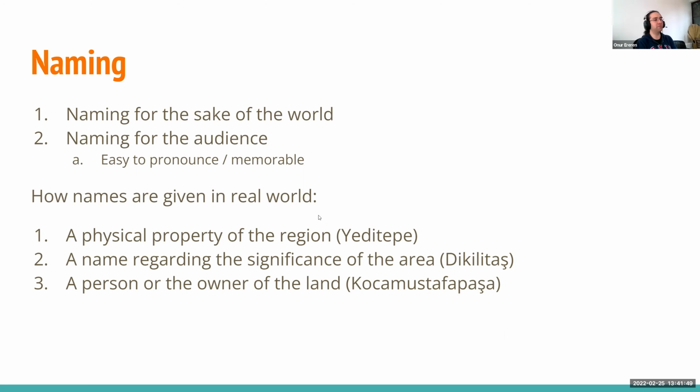So how are names given in the real world? For example, a name can be a physical property of the region, as you see here, Yeditepe, or it can be a name regarding the significance of the area. So if there is a monolith somewhere, that place can be called Dikilitaş, for example. Or it can be a person that has an importance about that place, or the owner of the land, something like Koca Mustafa Pasha. I left the names in Turkish on purpose because I know it will connect better to us.